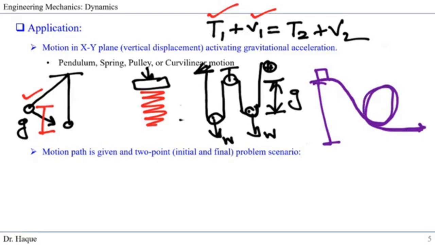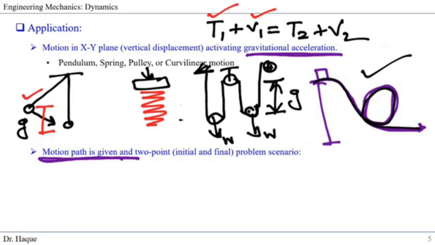It's moving in the xy plane, so gravitational acceleration is activated. In this scenario we can apply conservation of energy. Another scenario is that the motion path is given. If you see a problem where the path of the motion is given, for example this problem, the box will travel this way, the spring can go this way, the pendulum will move in this direction.